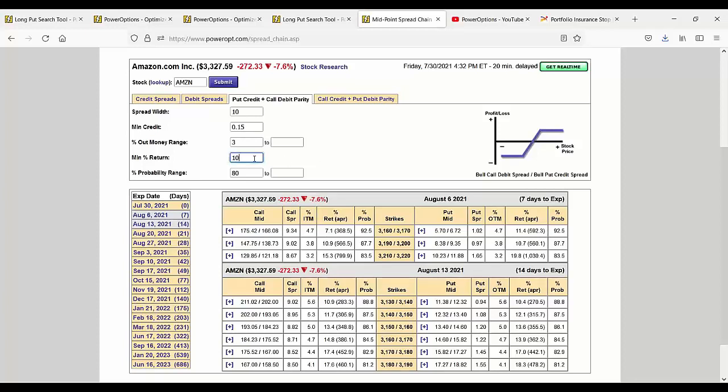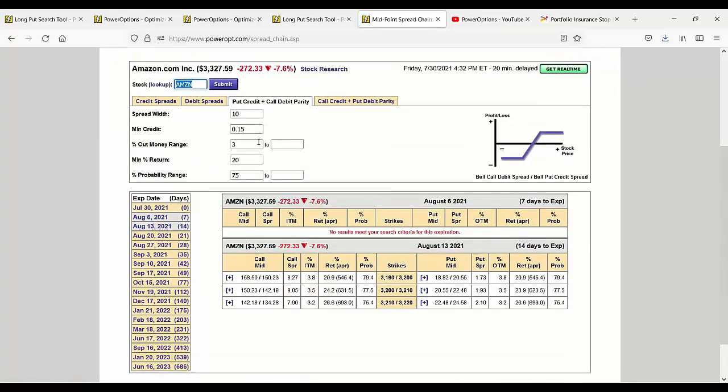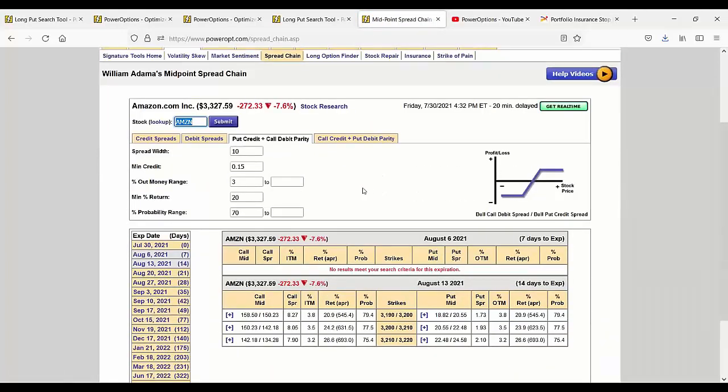If I'm going to go up to 20% return, what do I know I have to do? If I want to go up to a 20% return, Jesus, what do I have to do? I have to adjust my probability. It's not going to be 80%. I'm going to have to go to 75. Okay, so let me take a look at those. All right, none match there. Wow. That's probably because I have to go to 70. Oof. For 1 week out. Nothing.